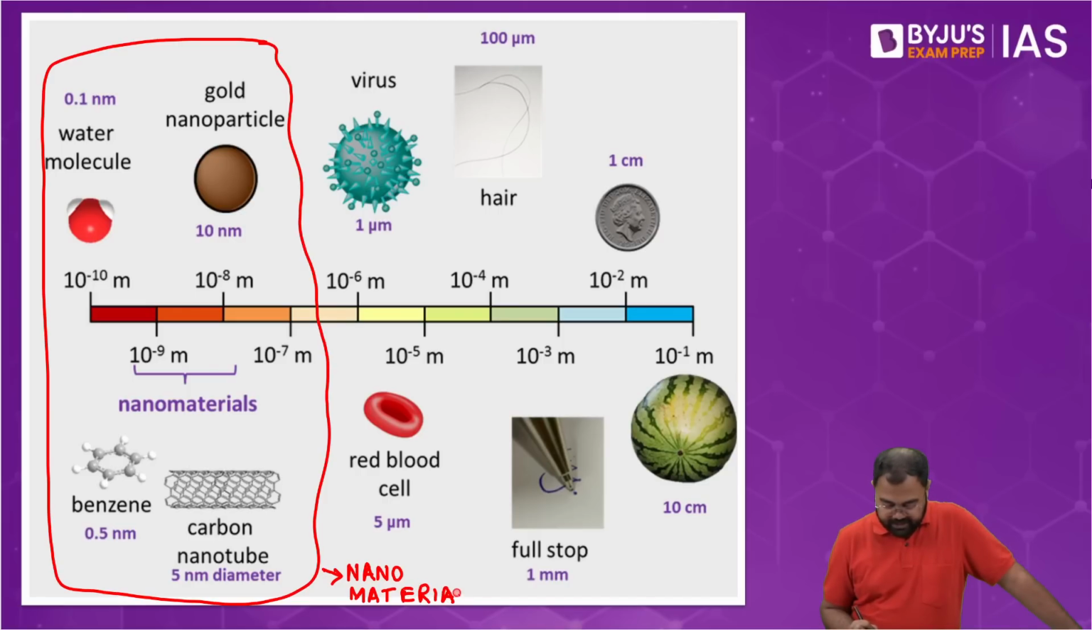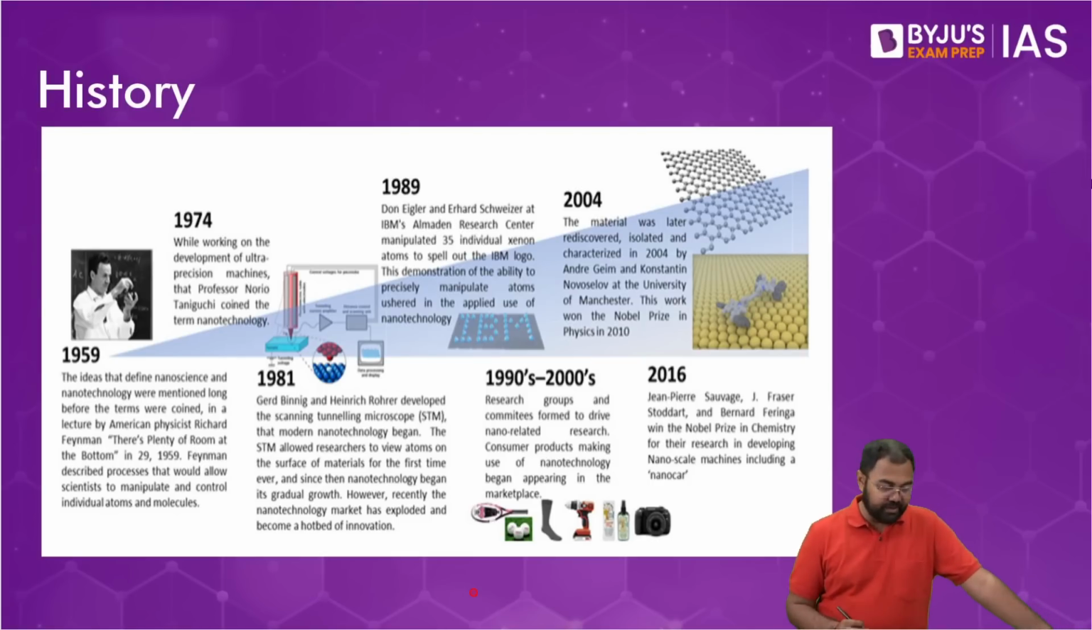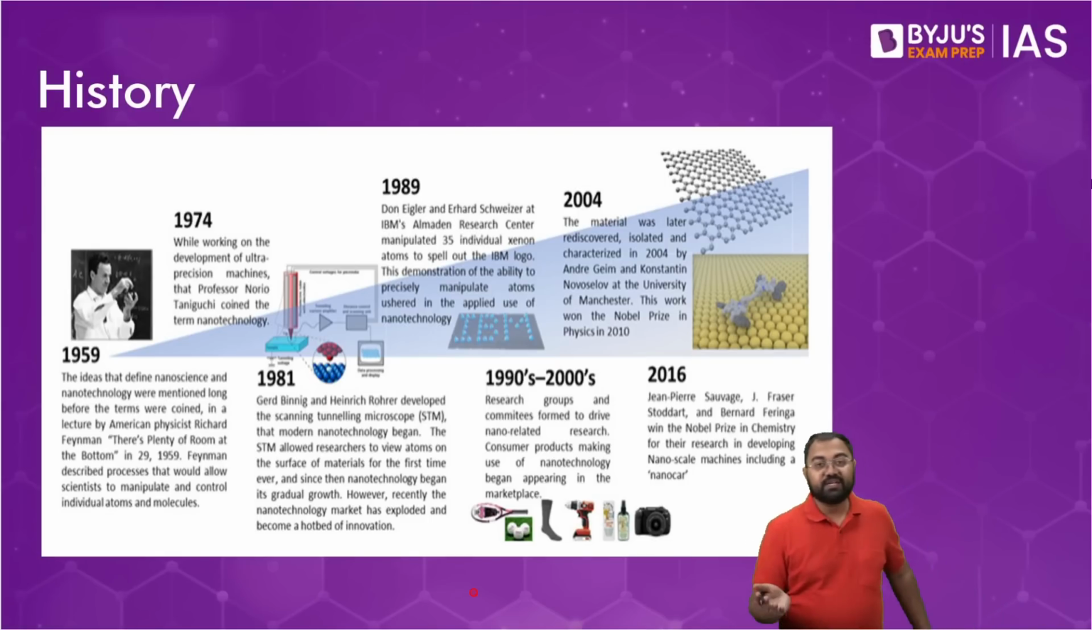They will all be called nanomaterials. Now, our understanding of these nanomaterials is not very old. It's not that we have known about it for hundreds of years, or even, let's say, for 100 years. Because in the case of some of the other branches that we have discussed until now, for example, space technology is not a new branch, right?